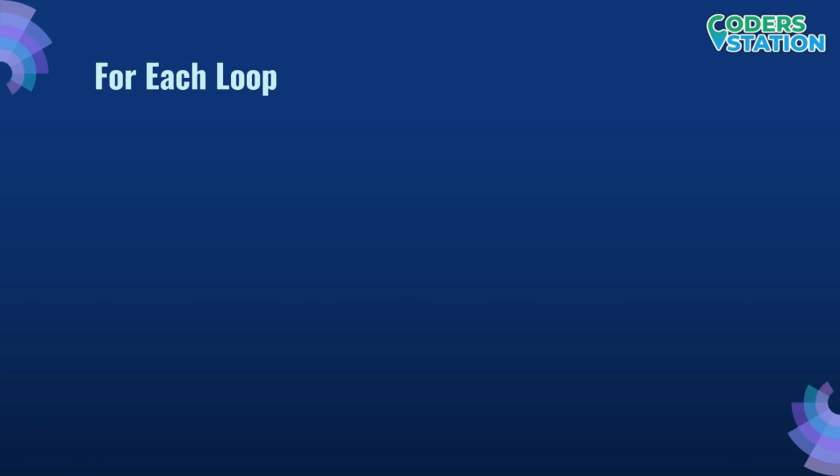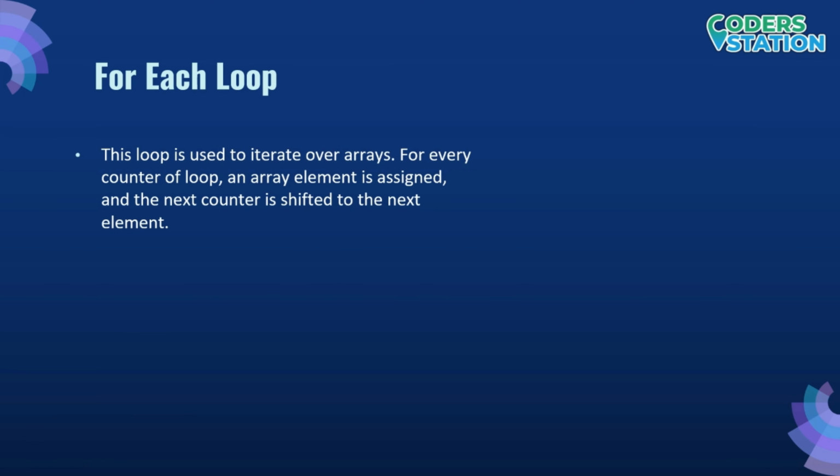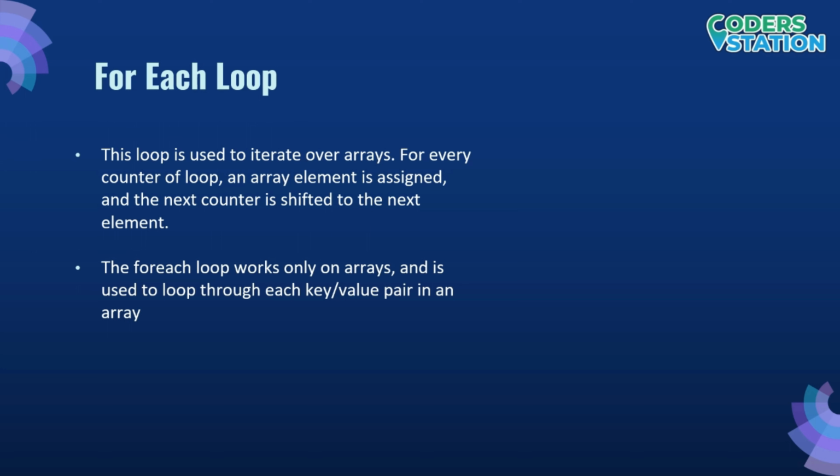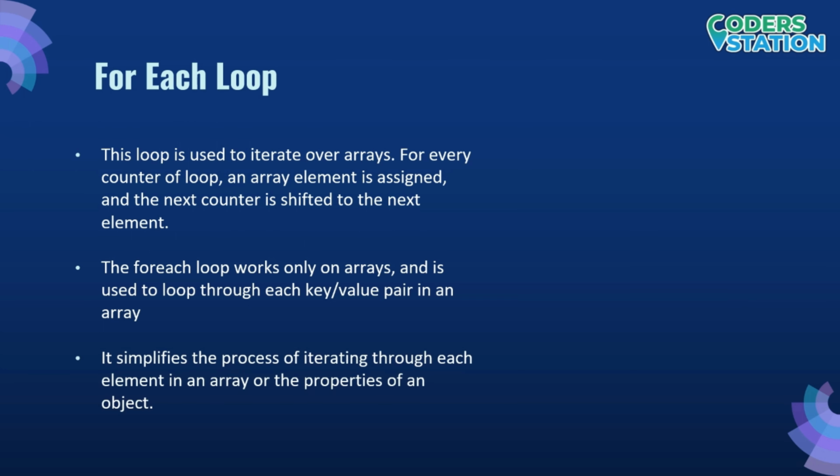Foreach loop. This loop is used to iterate over arrays. For every iteration of the loop, an array element is assigned and the next iteration shifts to the next element. The foreach loop works only on arrays and is used to loop through each key and value pair in an array. It simplifies the process of iterating through each element in an array or the properties of an object.